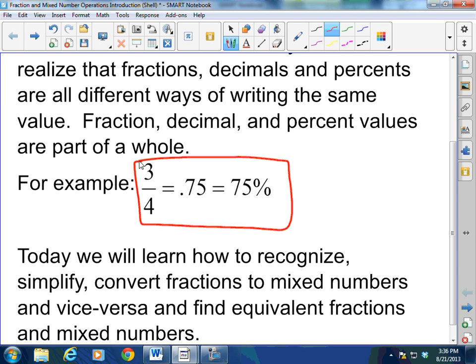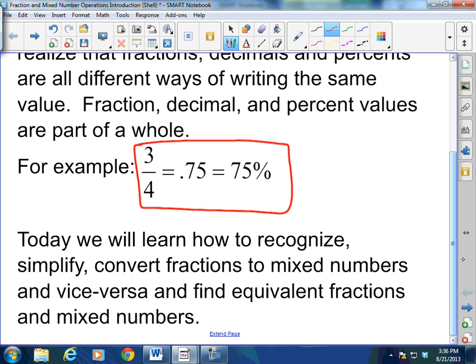Today, we're really going to learn how to recognize, simplify, convert fractions and mixed numbers, and vice versa, and find equivalent fractions and mixed numbers. I think it's going to be a really good lesson, so I'm looking forward to it. I hope you are too.